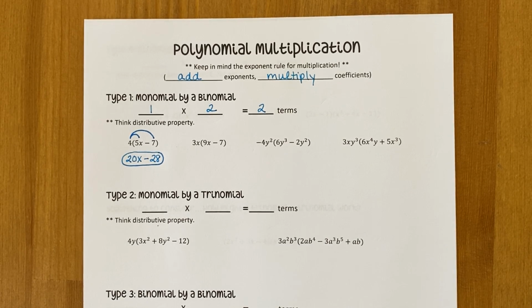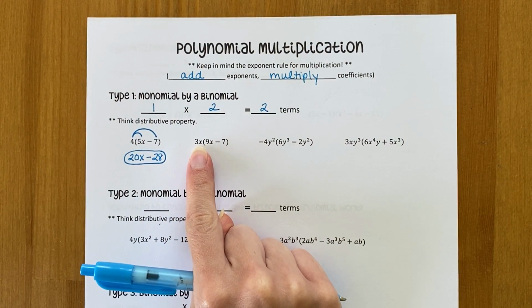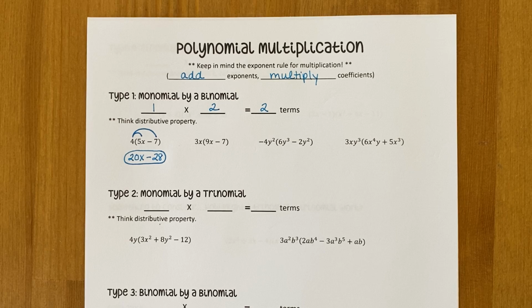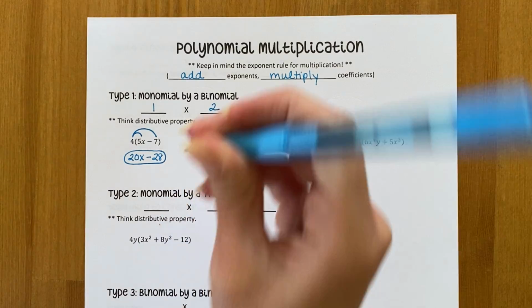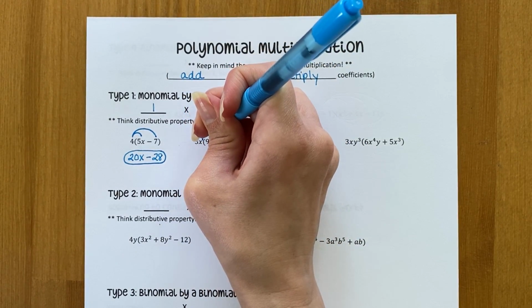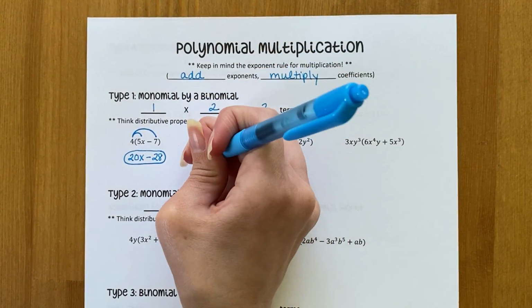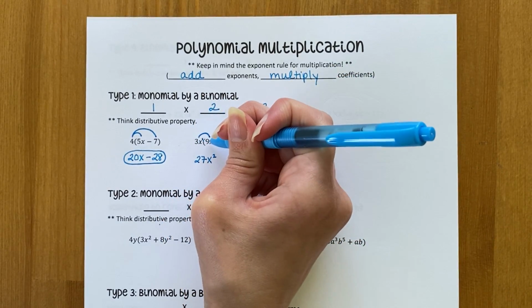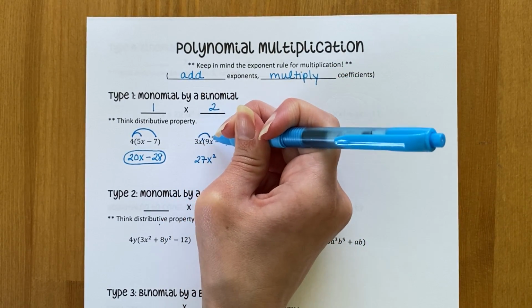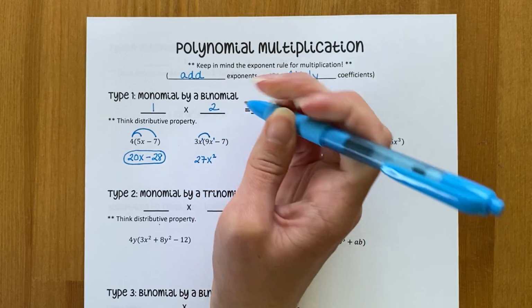Now, the difference is we're going to start distributing variables. This is where your exponent rule for multiplication is going to start coming into play. So do remember that you have exponents of 1 here and here. So as I distribute, 3x times 9x is going to make 27x squared. So remember, I'm taking 3 times 9 to get 27 and 1 plus 1 to get 2.